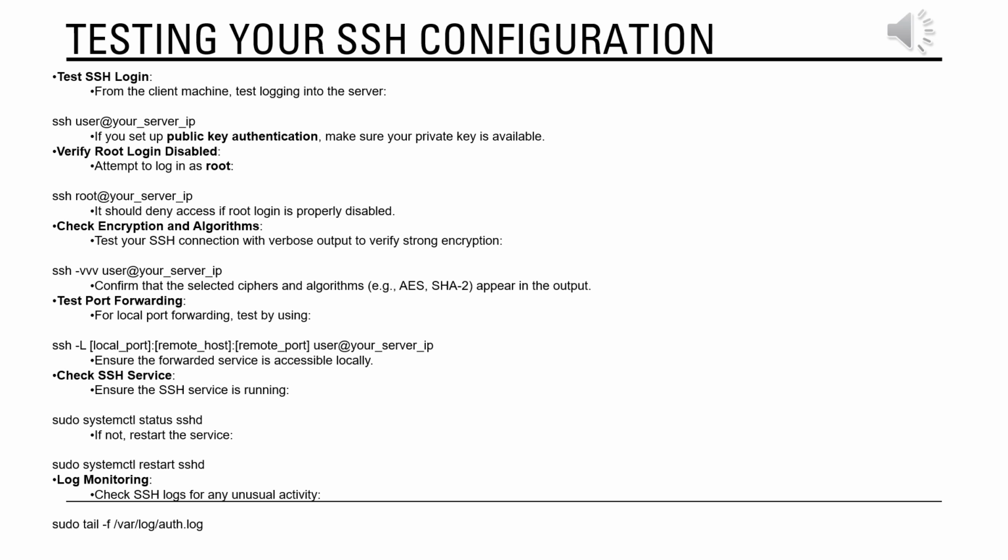Next, you want to check the SSH service. To ensure that the SSH service is running, you want to use this code that you see here on the screen. If not, restart the service by using this code that you see here on the screen. And then next, log monitoring: check SSH logs for any unusual activity by using this code that you see here on the screen.